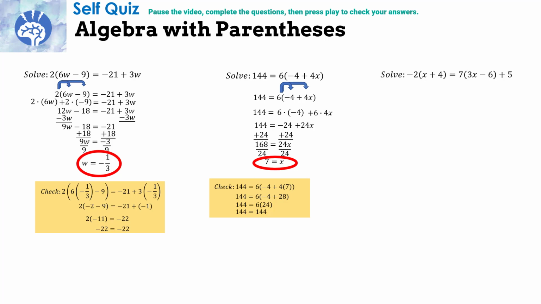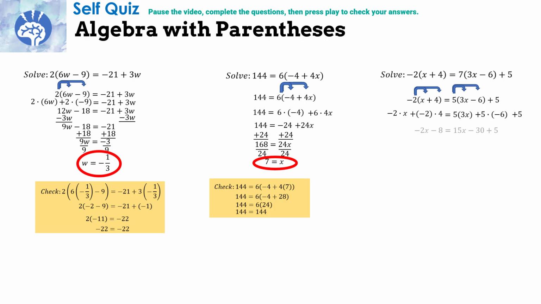Negative 2 times x plus 4 equals 7 times 3x minus 6 plus 5. When we simplify, we have to do the distributive property on the left side. I'm going to take negative 2 times x plus negative 2 times 4 equals, now once again, I have to do the distributive property. So I'm going to take 5 times 3x plus 5 times negative 6 plus 5. Now I didn't multiply the 5 times a 5 because the other 5 is not in the parentheses. Hopefully that makes sense. Let's simplify.